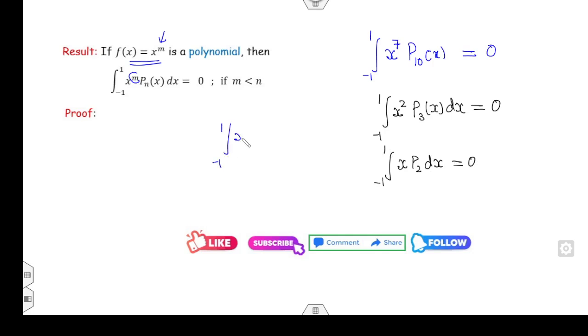How? You can easily prove that also. What is the value of P2? P2 will be half of (3x squared minus 1) dx. So if you integrate them, that will be 0. Otherwise, you can see that one is my even function, that function is my odd function, and when you take the product, the complete function is an odd function, and when you integrate from -1 to 1, it will be 0.